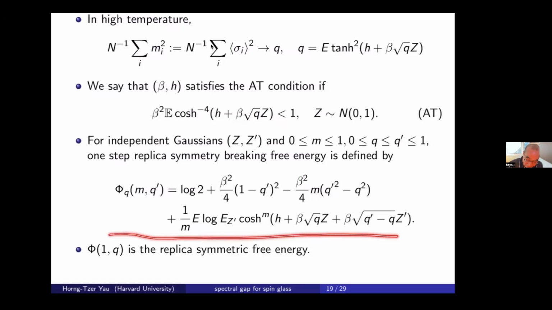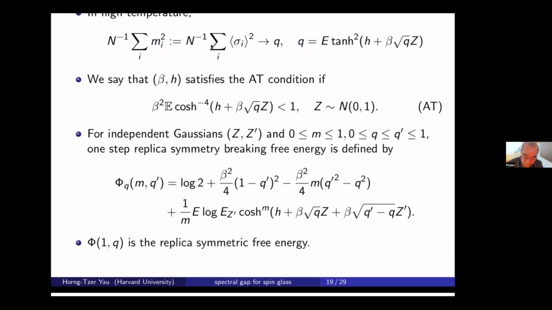This formula looks like a nightmare, but everyone in spin glass knows this is what you get from one replica symmetry breaking. If you compute it explicitly, it is defined by two quantities, Q and Q prime, and then a number M. The phi of Q actually depends on Q, but usually we think of it as a function of M and Q prime. It's written this way, and Q is considered fixed. And this one is a lot more complicated.